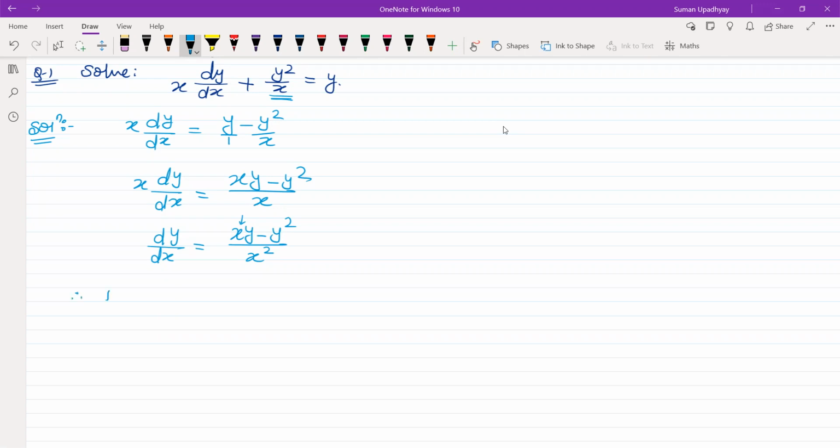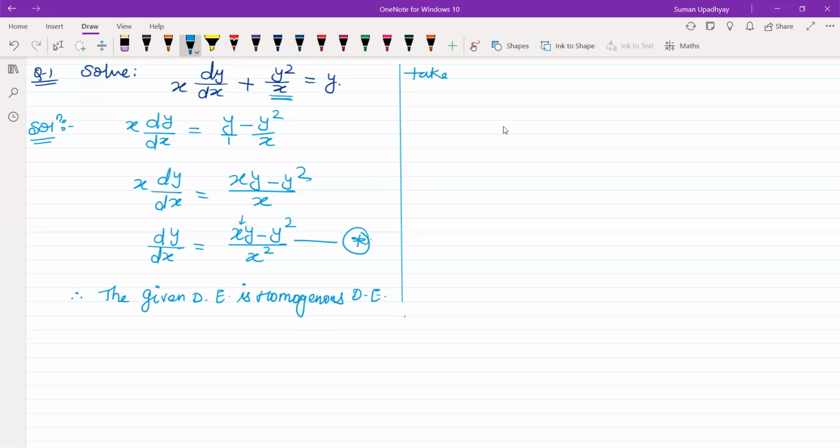Therefore, the given differential equation is a homogeneous differential equation. So what will you do next? I'll just make it equation number star. Now what is to be done next? We have to consider y equals vx. Now take the substitution y equals vx.